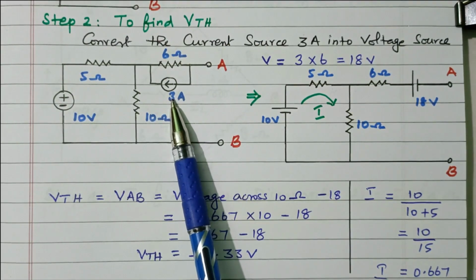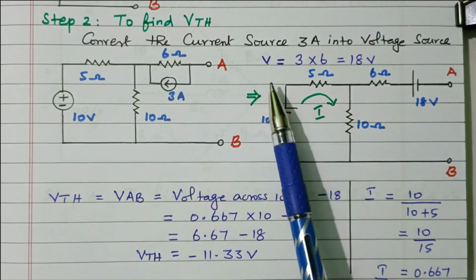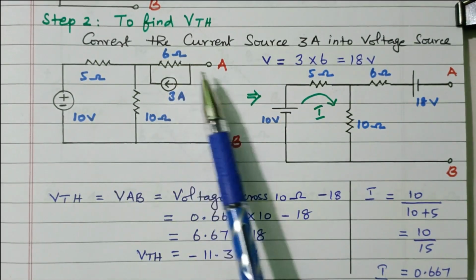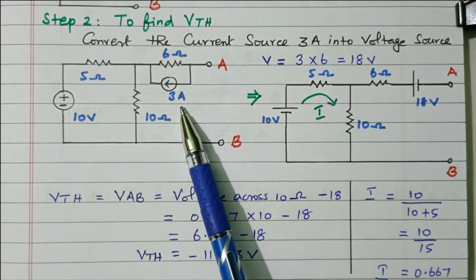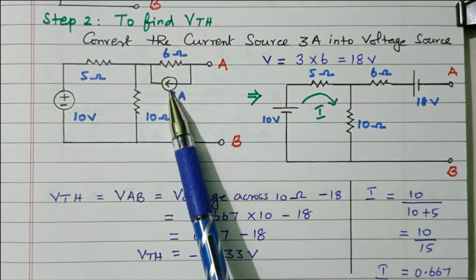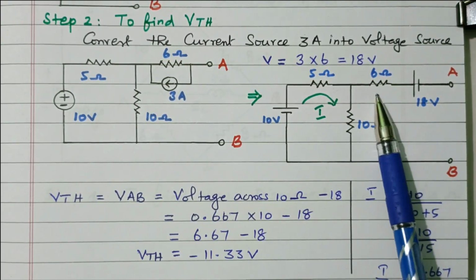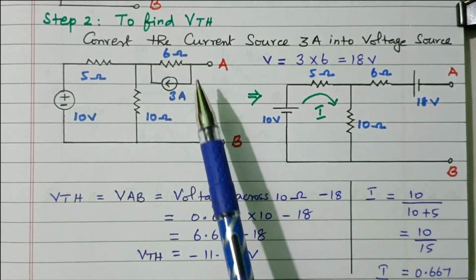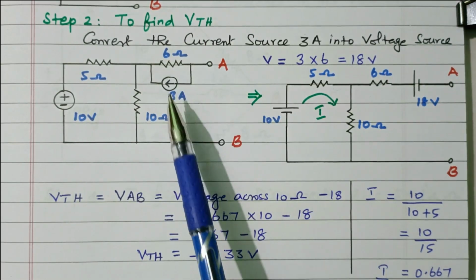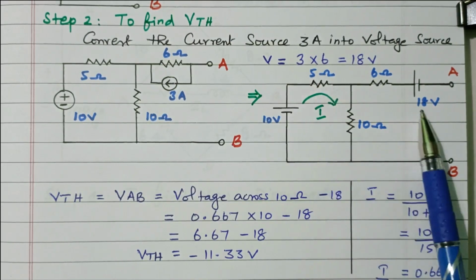Now we'll try to convert this current source into a voltage source. So how to convert to the voltage source? V is nothing but 3 into 6, 3 ampere into 6 ohm. So 3 into 6, 18 volts. So the equivalent of 3 ampere is 18 volts. Here the resistor is connected in parallel with the current source. Here the resistor is connected in series with the voltage source. The resistor will remain the same. Voltage source means connected in series. Current source means connected in parallel. The equivalent of 3 ampere is 3 into 6, 18 volts.